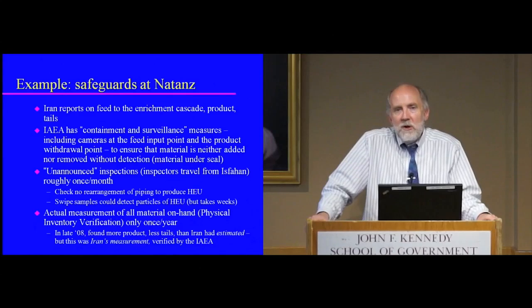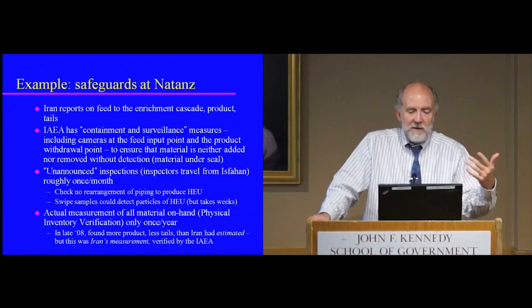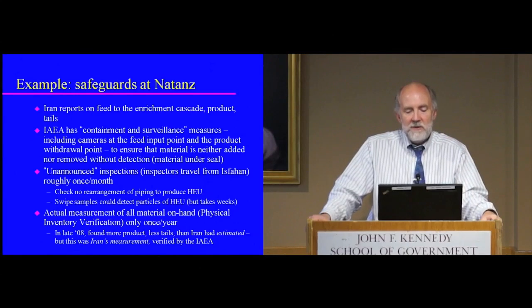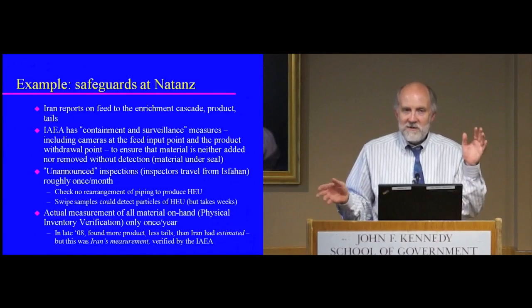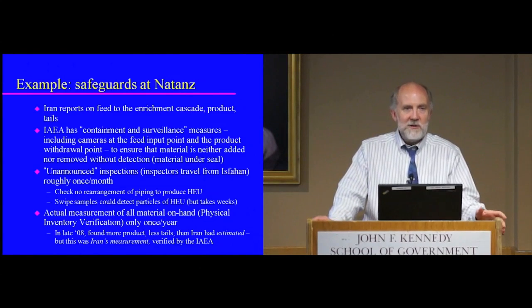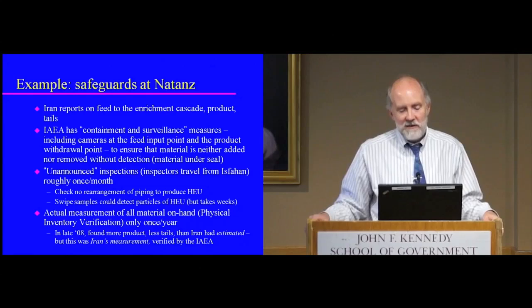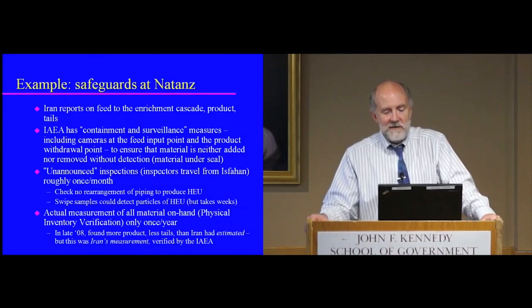So Iran reports to the IAEA on the feed to the enrichment cascades, the product, the tails. The IAEA has these containment and surveillance measures, including the cameras. They have unannounced inspections. I use unannounced advisedly. The inspectors live in Isfahan, which is some hours' drive from Natanz. So Iran knows a while ahead of time when there's going to be an inspection, not a long time ahead of time. Roughly once a month, those unannounced inspections.